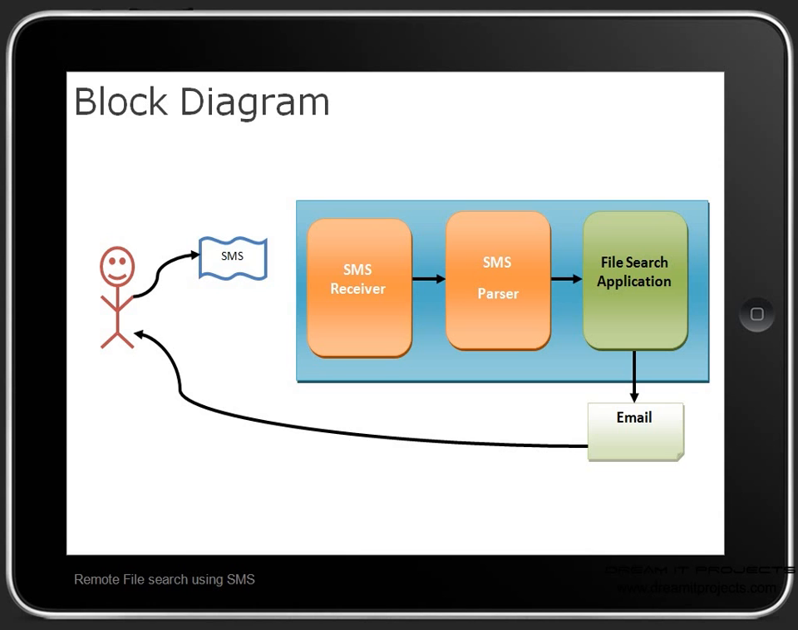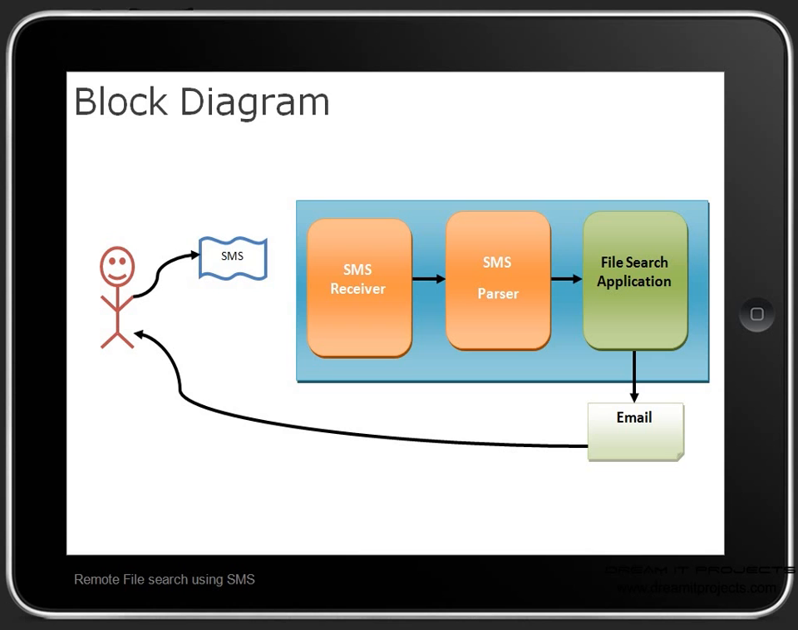The only task of the SMS receiver is to receive an incoming SMS from a user. It will then send the incoming SMS to the SMS parser. The SMS parser will check the validity of a message. When I say validity, it covers two points. The first, whether the message has come from an authorized user or not. Second, whether the message format is correct or not.